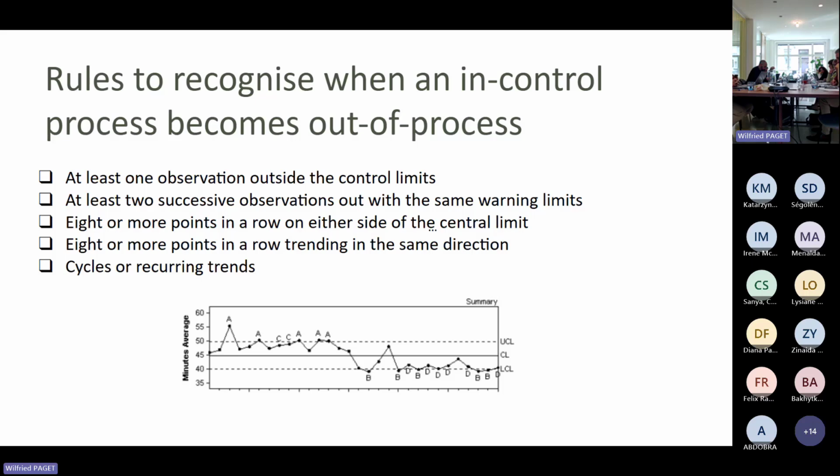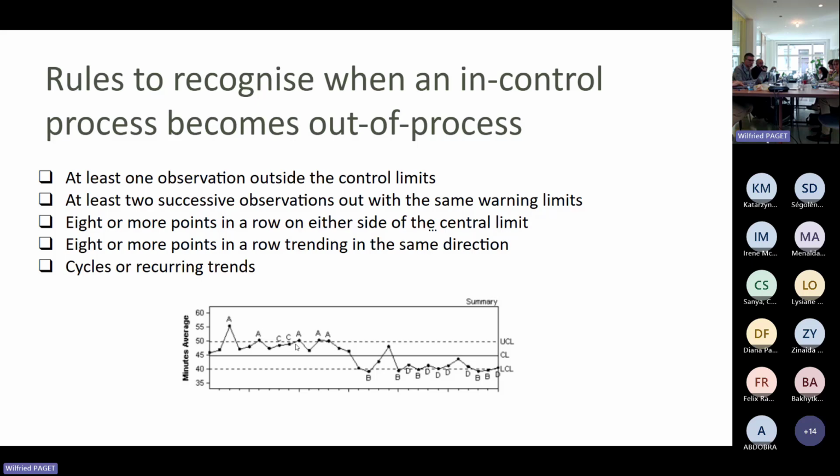8 or more points in a row on either side, let's say on the top or on the bottom, of the central limit. So we need to check all these tendencies. 8 or more points in a row trending in the same direction. So if the process is always going in the same direction, something is wrong. What we expect is a random variation along this central limit. So if the process mean is varying around this central limit, it is good.